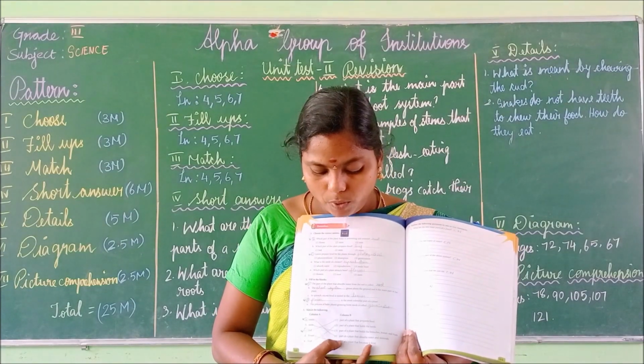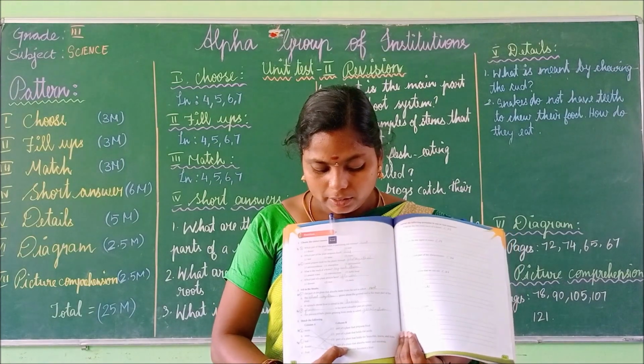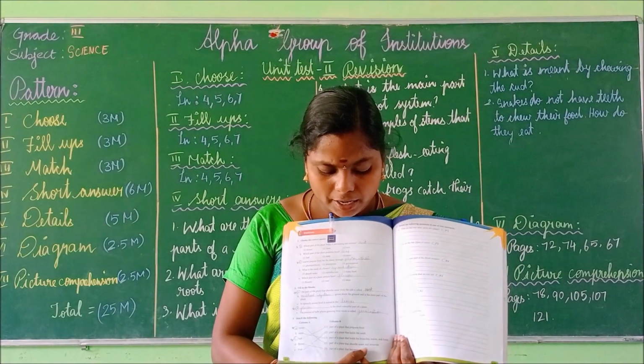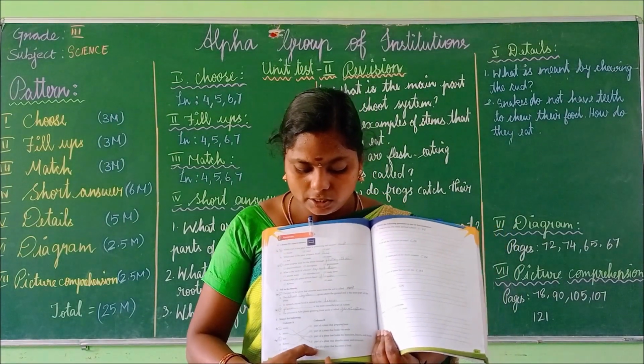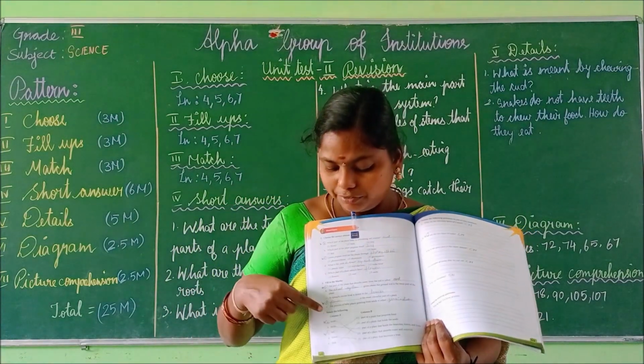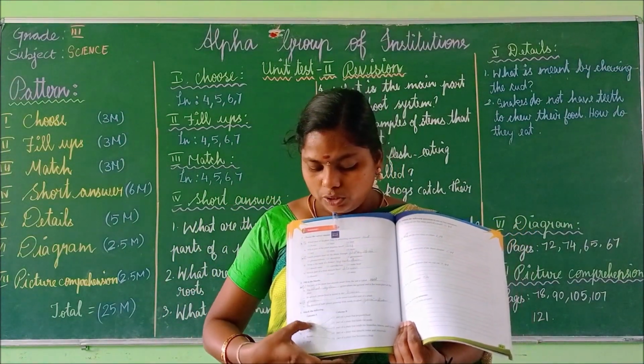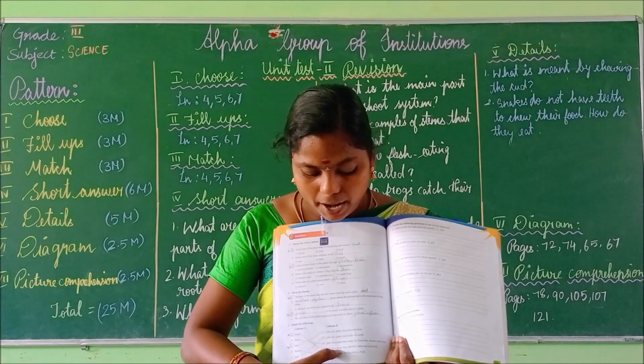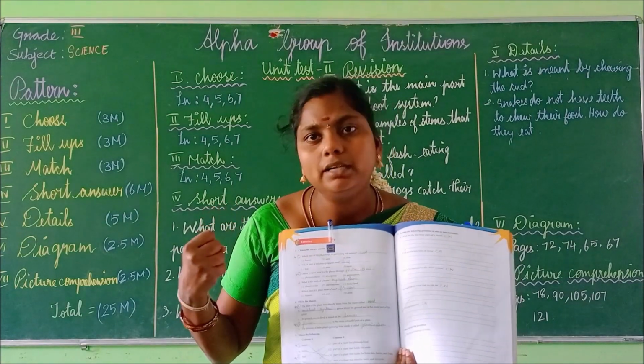And here the fourth one, part of a plant that absorbs water and minerals. The last one is part of a plant that becomes a fruit. Here the first one is roots. Root, the answer is part of a plant that absorbs water and minerals.